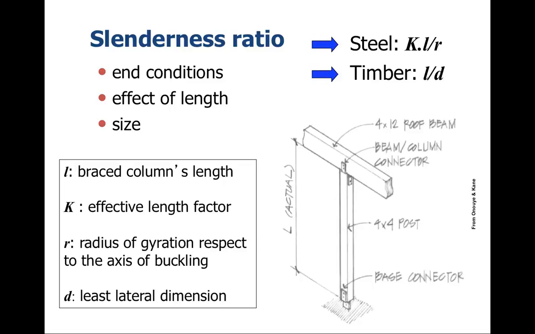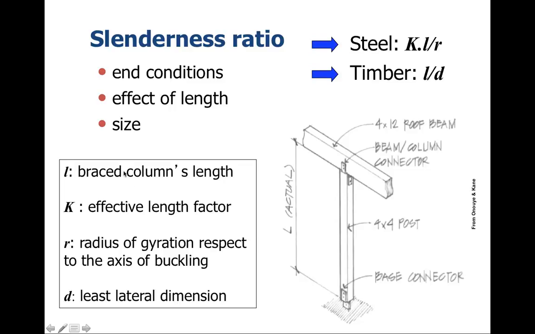Alright, so some things related to the slenderness ratio. We have two sort of scenarios. One is for steel and one is for timber. One consideration is the end conditions. How is it fixed at the top and the bottom? Another condition is what effect does length have? And also what about the size? This would be the cross-sectional area, or the size, the geometry of the column.